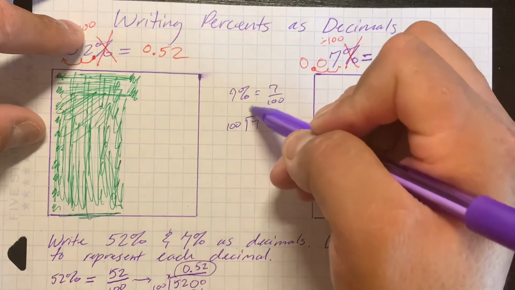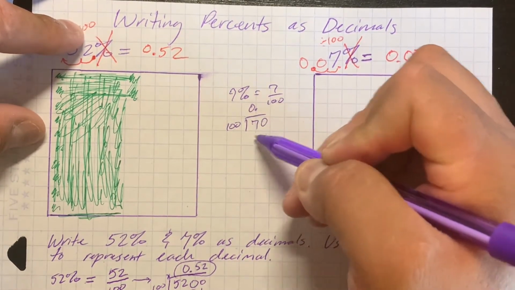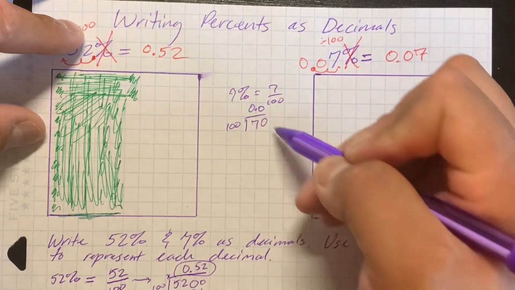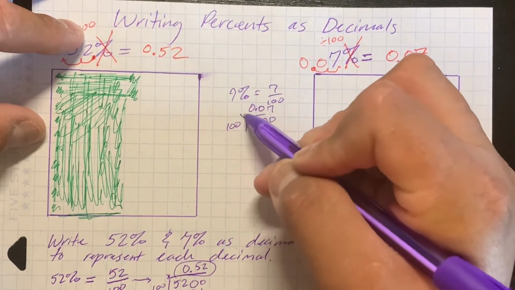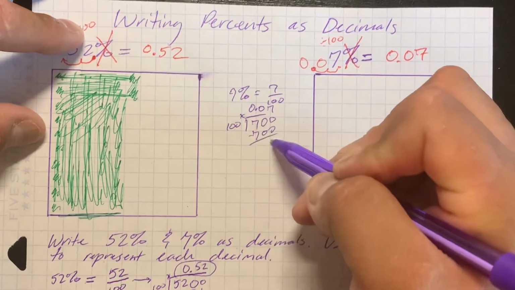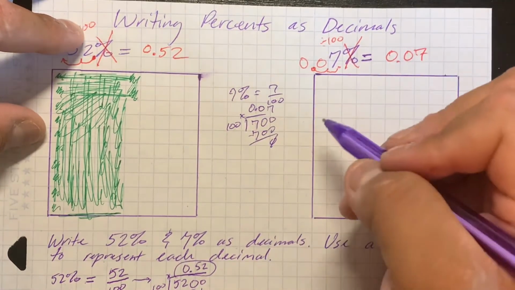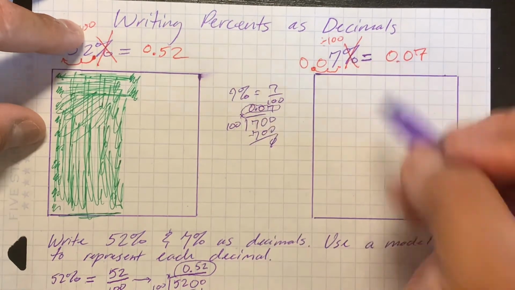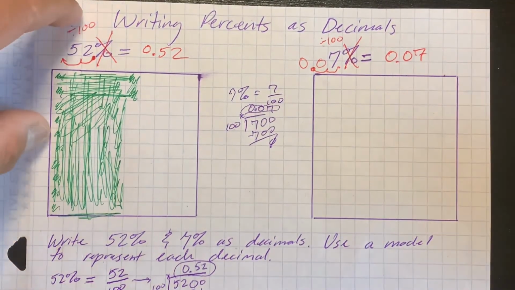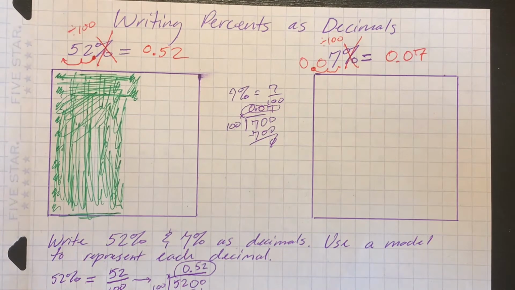100 can't go into 7 at all. Annex 0. 100 can't go into 70 at all, but 100 can go into 700 7 times. 7 times 100 is 700. 700 take away 700 is 0, and your quotient is going to be 7 hundredths. All right, so there you go, and that's how we write percents as decimals.